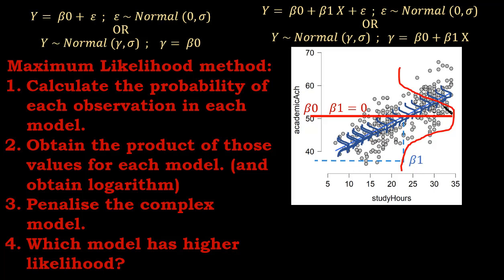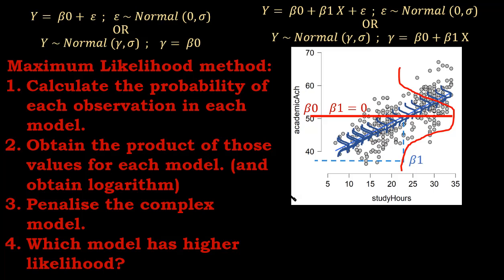And by doing that, when we calculate the product of all these probabilities, it will be lower than the product of the probabilities under the bigger normal distribution. So, to recap: we calculate the probability of each observation in each model, and we obtain the product of those values for each model. And then I add here, and we obtain the logarithm.